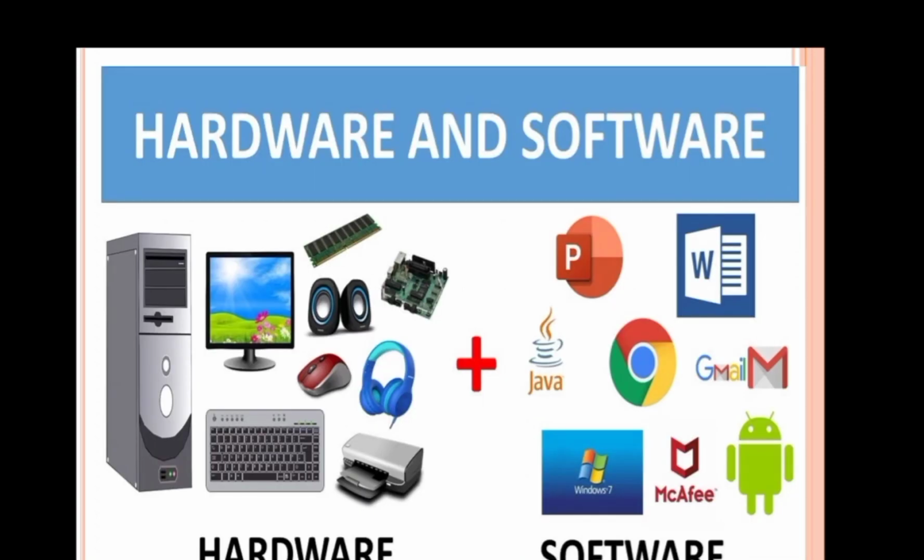Here you have seen some examples of the hardware and the software. These are the components that we can touch and see both, like CPU, monitor, keyboard, printer, speakers, microphones, RAM, motherboard, mouse, et al. And here are the examples of the software like Windows 7, that is an operating system, Java platform, PowerPoint, Google Chrome, Gmail, Word, and Android. These are all examples of computer software.